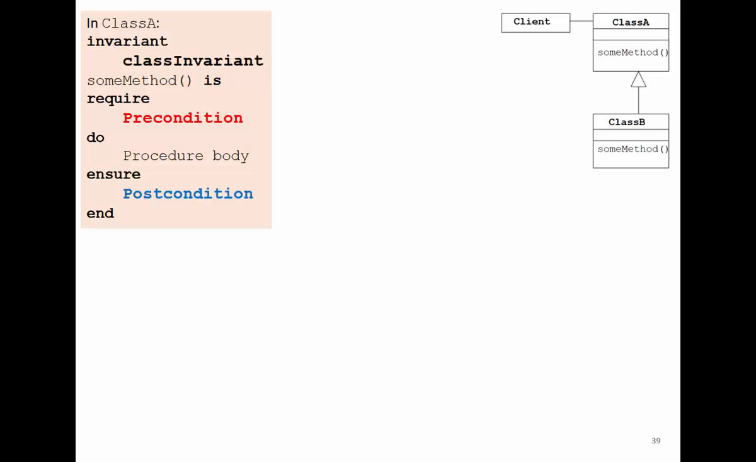Now, just to put everything in one slide, imagine that you have a class A, and inside this class A we have a sum method, and we have some class invariant, which is a condition about the state of this class that should always be true. And we have some method, and inside it we have a precondition, some procedure to do, and we have to ensure some postconditions. So we require a precondition, we do some procedure inside this method, and we ensure the postcondition. This method is inside class A.